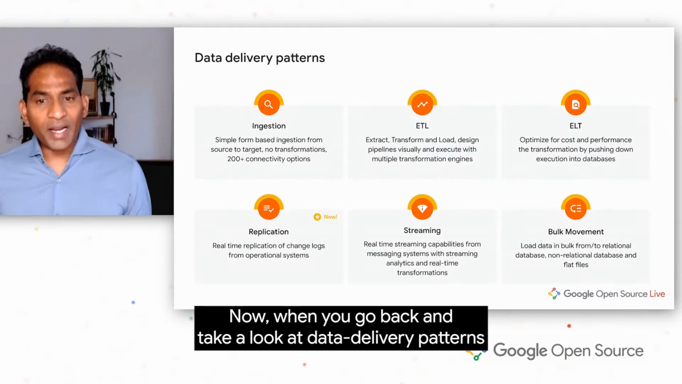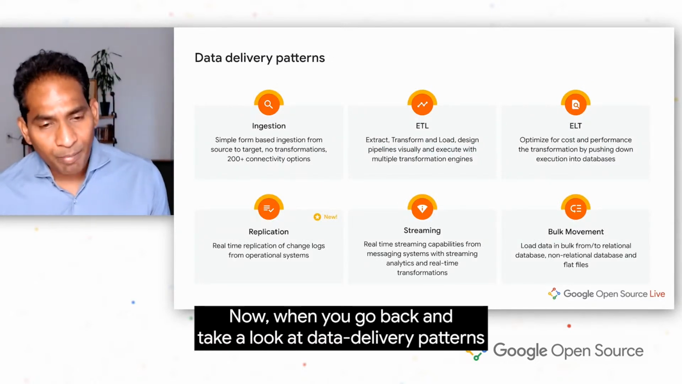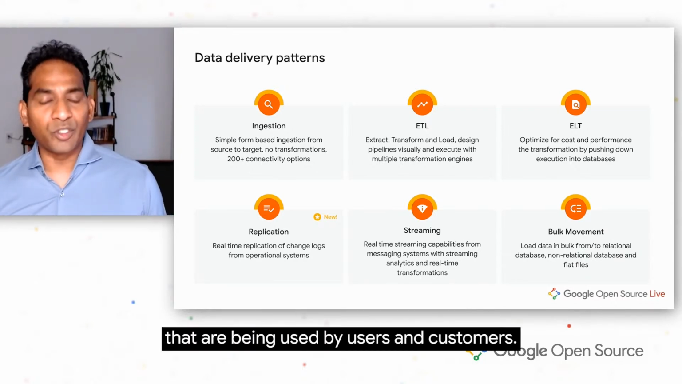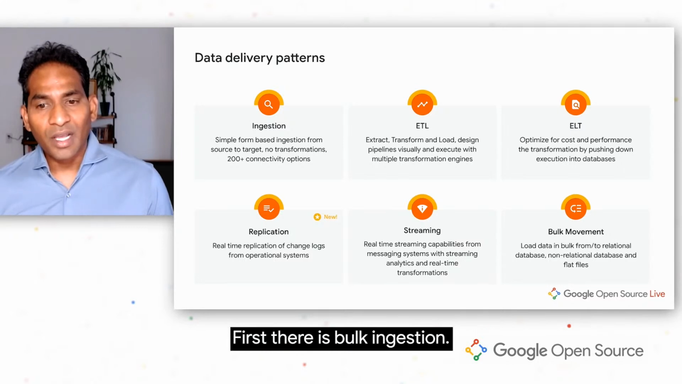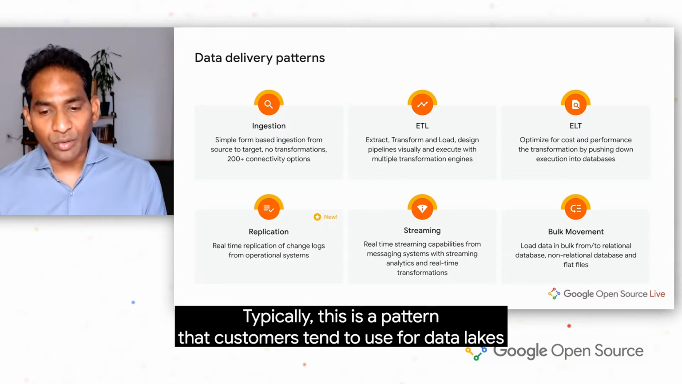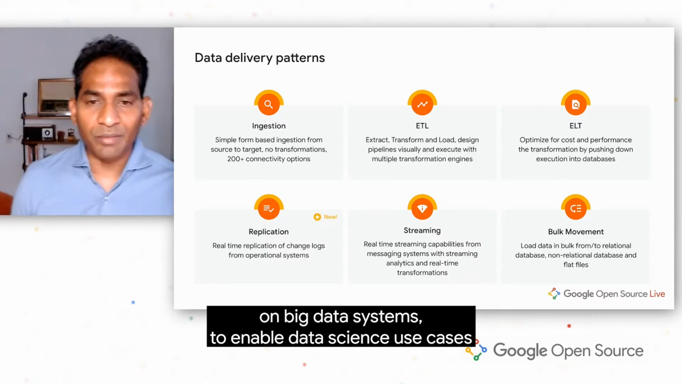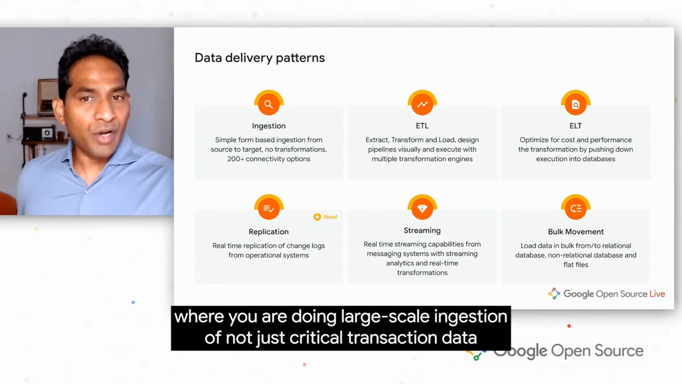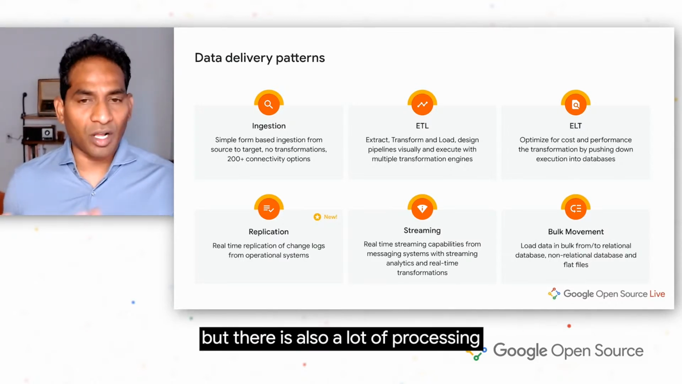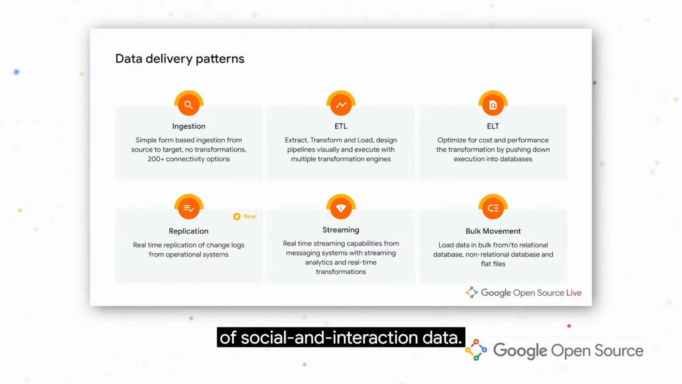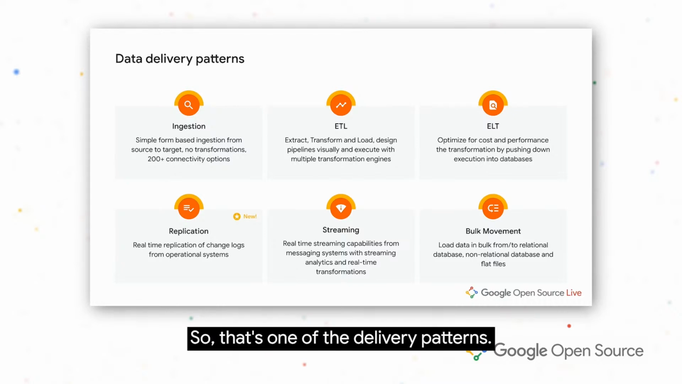Now, when you go back and take a look at data delivery patterns, there are various data delivery patterns that are being used by users and customers. First is bulk ingestion. Typically this is a pattern that customers tend to use for data lakes on big data systems, to enable data science use cases, where you are doing large scale ingestion of not just critical transaction data, but also a lot of processing of social and interaction data. So that's one of the delivery patterns.